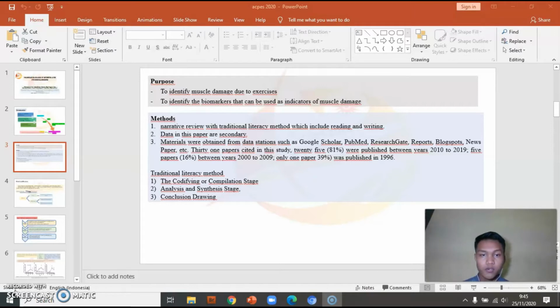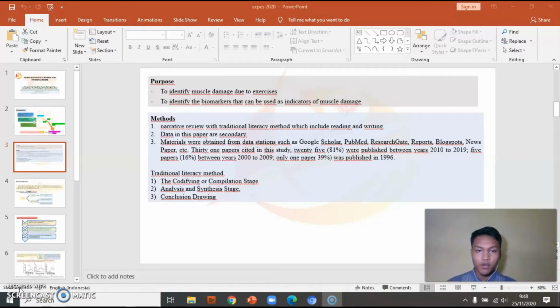Materials were obtained from data sources such as Google Scholar, PubMed, ResearchGate, reports, blogspots, newspapers, and etc. 31 papers were cited in this study. 81% were published between the years 2010 to 2019, and 5 papers, 16%, between the years 2000 to 2009.